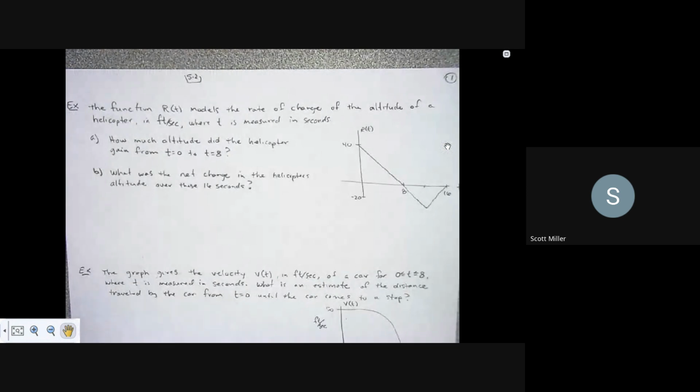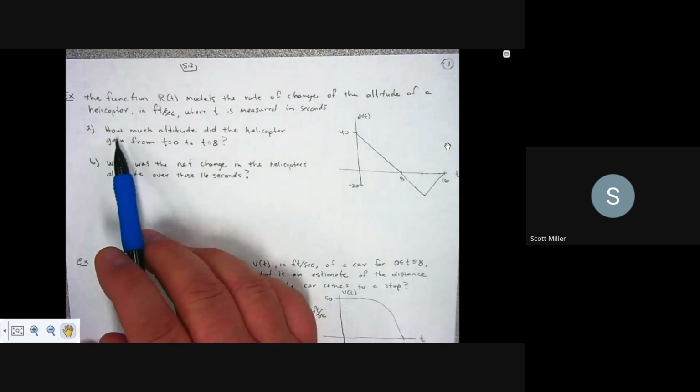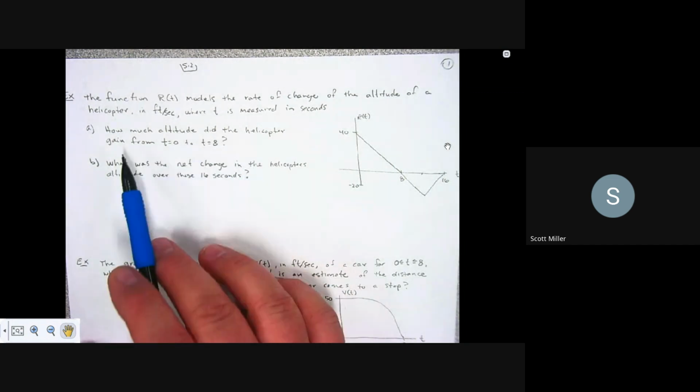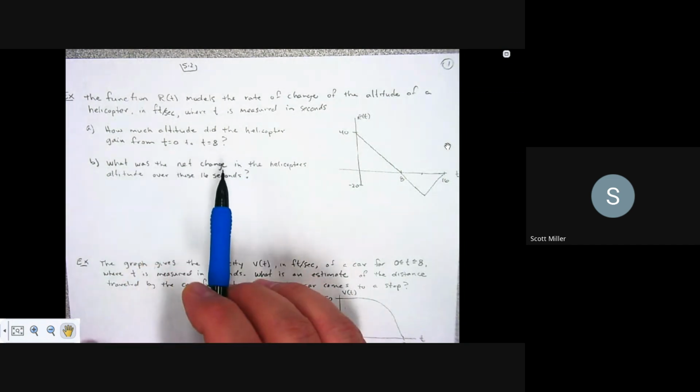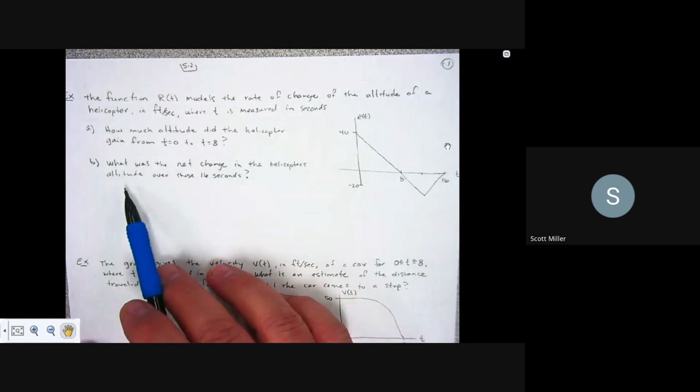So here is an example that we're going to be looking at. The function r of t models the rate of change of the altitude of a helicopter in feet per second, where t is measured in seconds. How much altitude did the helicopter gain from 0 to 8 seconds? And the other question is, what is the net change in the helicopter's altitude over these 16 seconds?